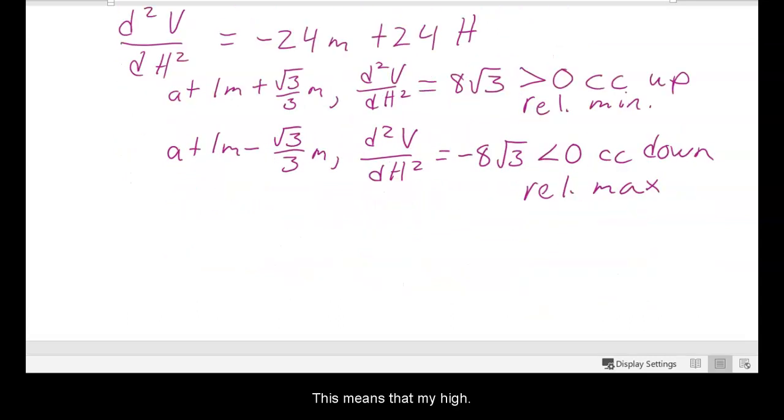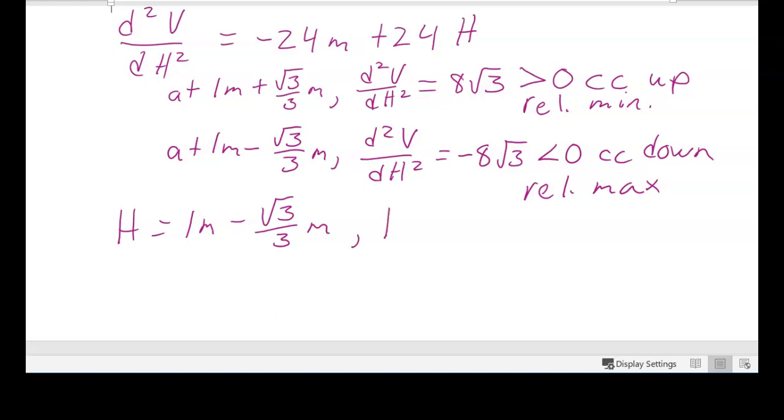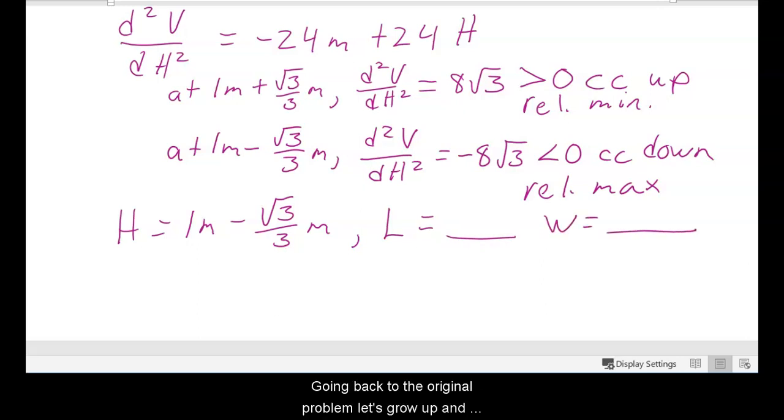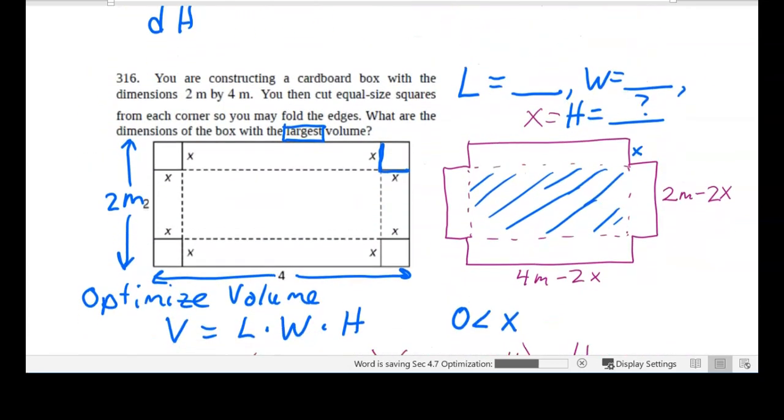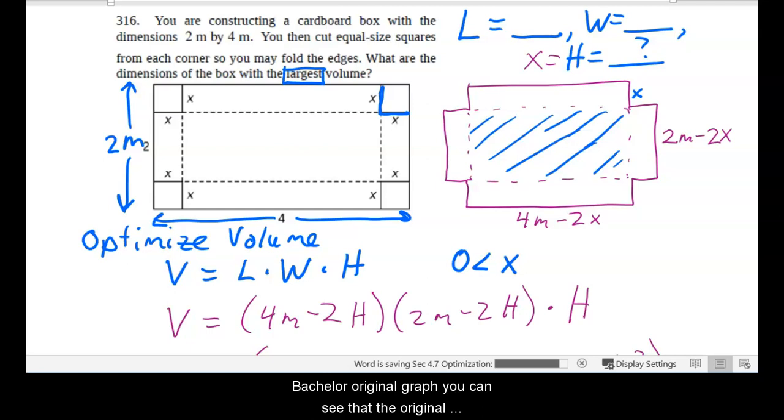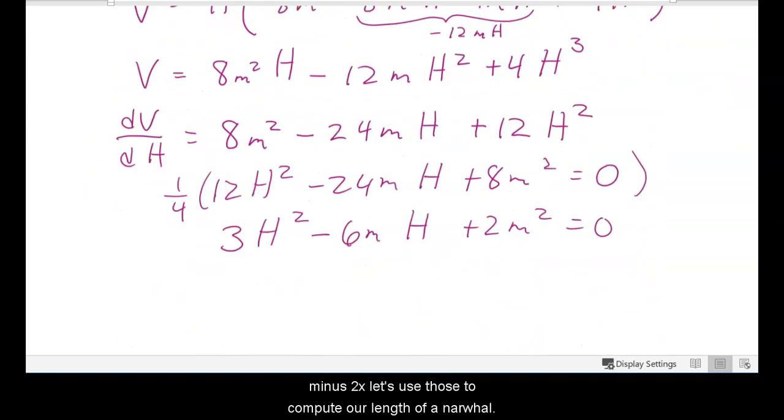This means that my height, or the x value, must be given by 1 meter minus the square root of 3 over 3 meters. Now I need to find the length and the width. I know the height, I need the length and the width. Going back to the original problem, let's scroll up and see what that was. Back to our original graph, you can see that the original length was 4 meters minus 2x, and the original width is 2 meters minus 2x. Let's use those to compute our length and our width.